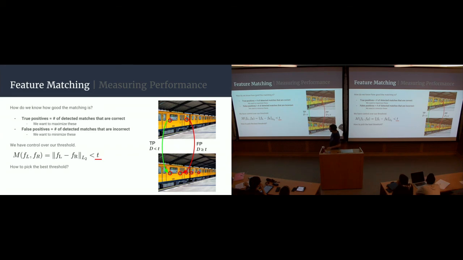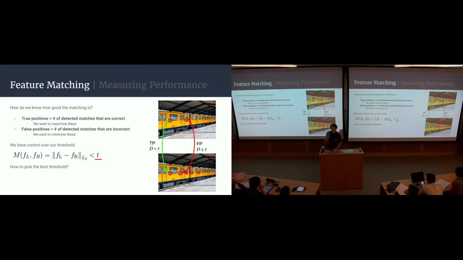So the number of true positives is the number of detected features that are correct, and the false positives are the number of detected features that are incorrect. Now, we have a control over our threshold, right? If we set a threshold very big, then we'll be picking up a lot of these matches. But we will also probably be letting in a lot of false positives, right? We will probably cover most of our true positives, but we will also be taking in a lot of false positives, right? If we set the threshold very low, we will probably remove most of our false positives, but we will also remove a lot of our true positives.